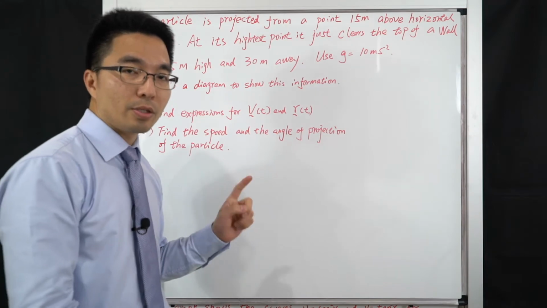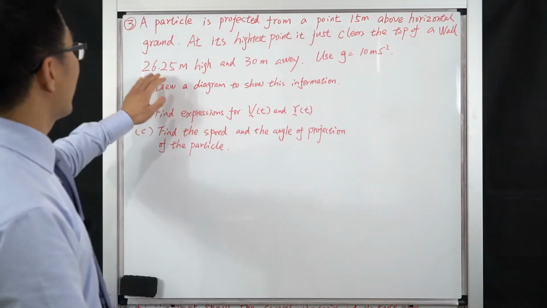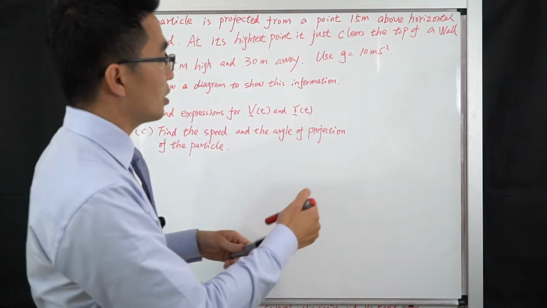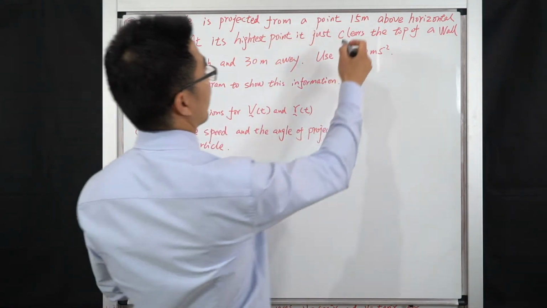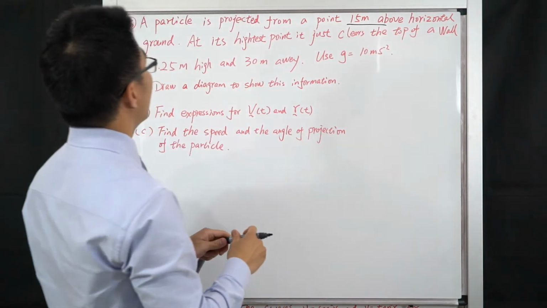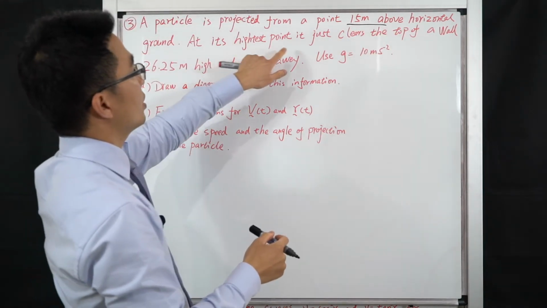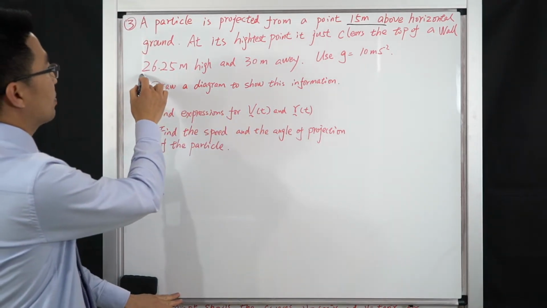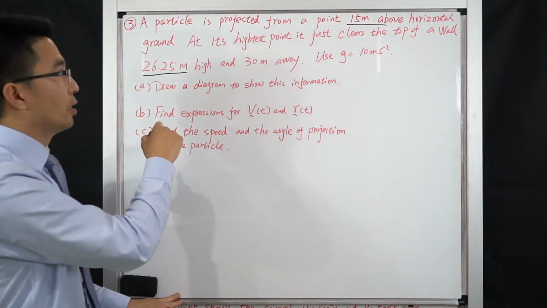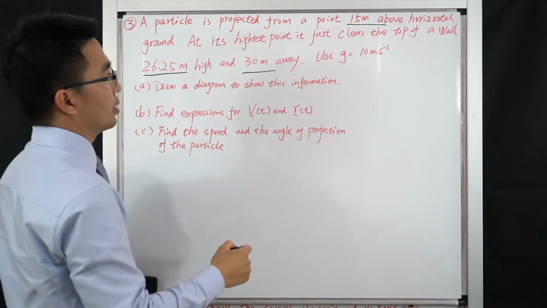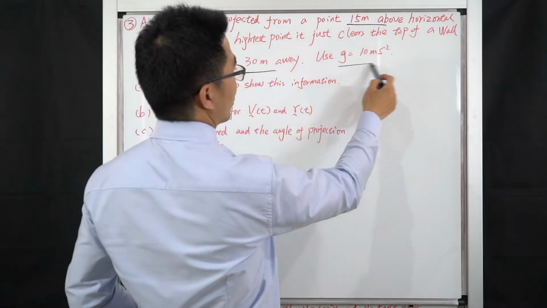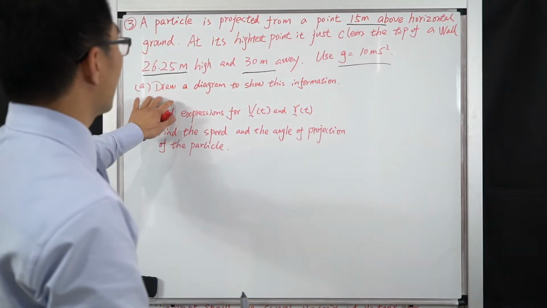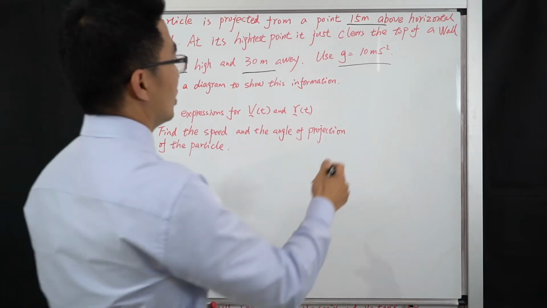Okay, let's go to the last question in this chapter. Question 3. A particle is projected from a point 15 meters above the horizontal ground. At its highest point, it just clears the top of a wall 26.25 meters high and 30 meters away. Use gravitational acceleration of 10 meters per second squared. The first part is to draw a diagram to show this information.